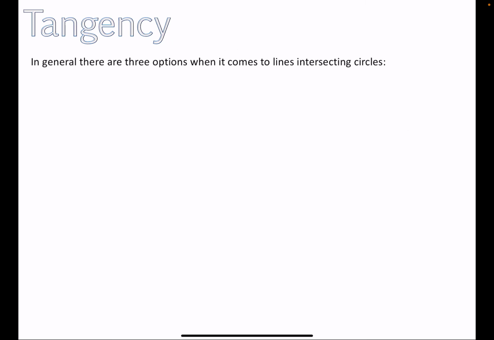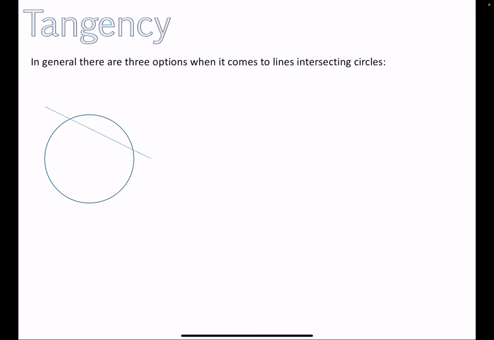Okay, so that's the first aspect of tangency that we look at. The second one we look at is where it actually intersects. So we're trying to determine, and this is quite a common question, whether a line is a tangent or not. Okay, so in general, there are 3 options when it comes to lines intersecting circles. See if you recognize this and where it's going.